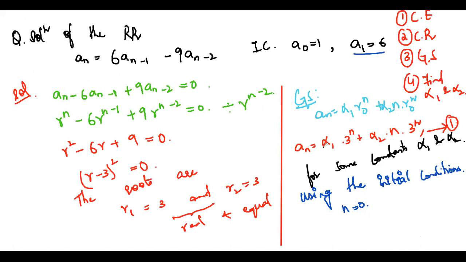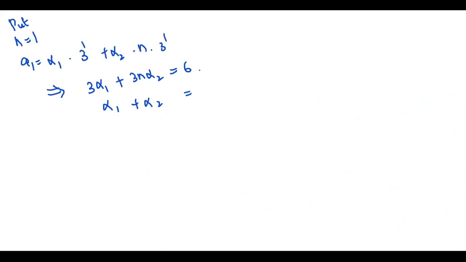Okay, so in this equation, if you put n is equal to 0, a0 is equal to alpha 1 into 3 power 0, which is 1, plus alpha 2 into 0 into 3 power 0. So alpha 2 into 0 into 3 power 0, which is 1, but we are multiplying with 0, so we will get only alpha 1. A naught is equal to alpha 1 implies alpha 1 is directly found out, which is 1. Okay, so we have alpha 1 directly over here. So alpha 1 is given as 1.